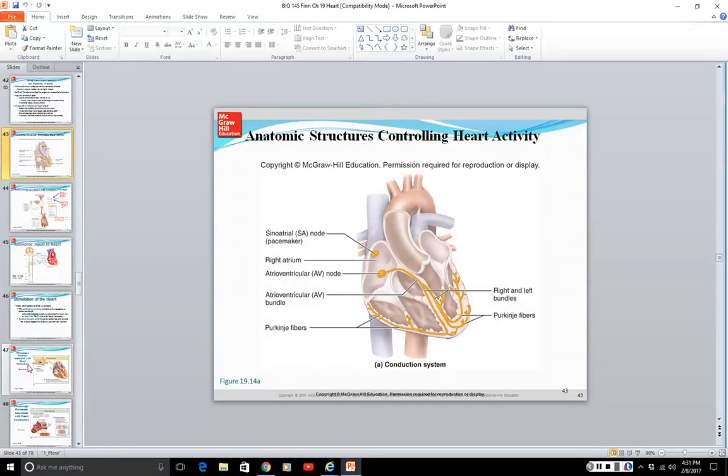So if you have your notes, you can also grab those and get to this slide, which says anatomic structures controlling heart activity. So I'll give you a second.